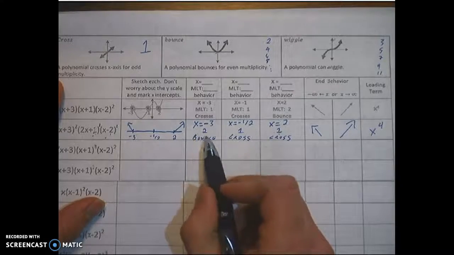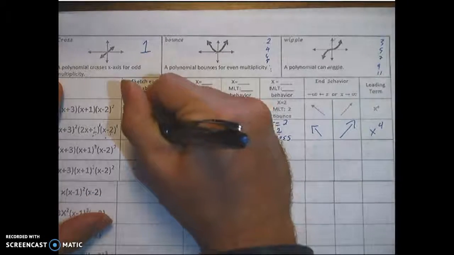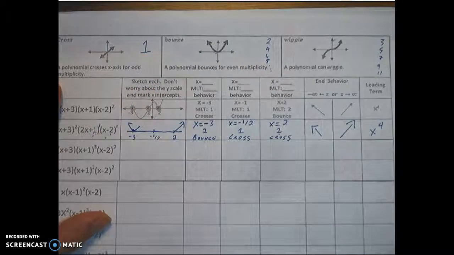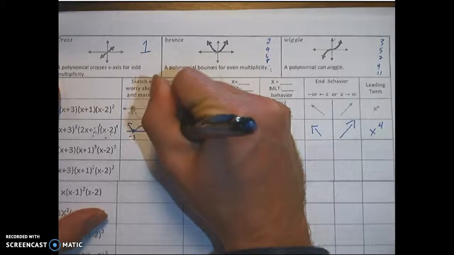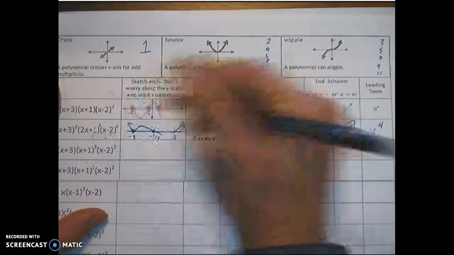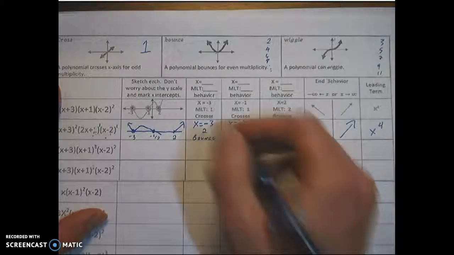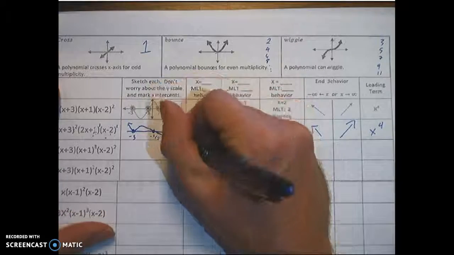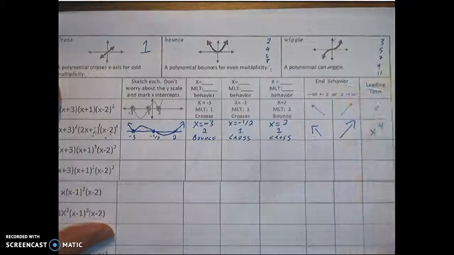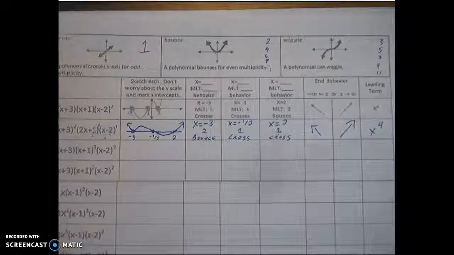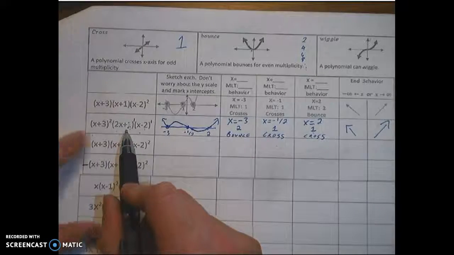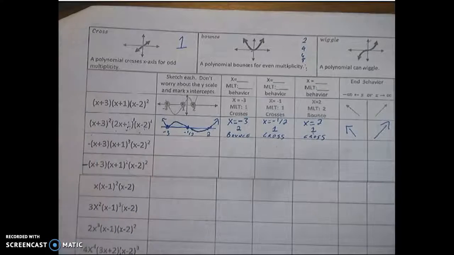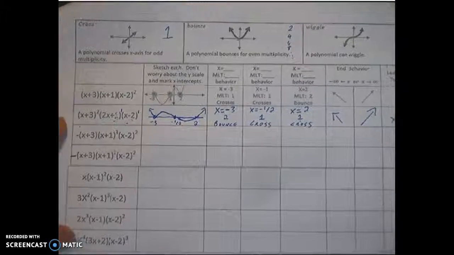Well, at negative 3, it's going to bounce. So I'm just going to bring this thing back up. At negative 1/2, it's going to cross. So I'm going to bring this thing down and let it cross. And at 2, it's also going to cross. So I'm just going to bring that on in there. And that's a rough sketch of what that thing would look like. That's what this function looks like without having to use any calculator. Let's look at the next one.